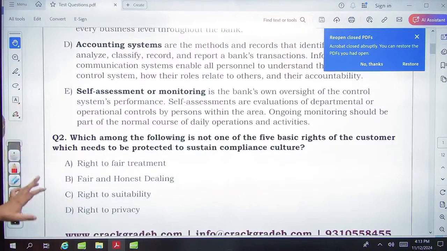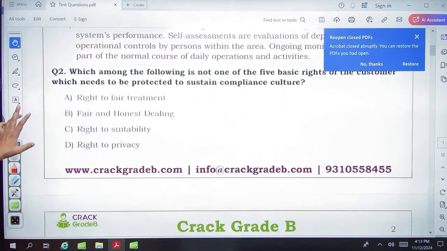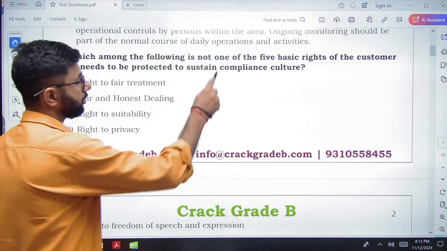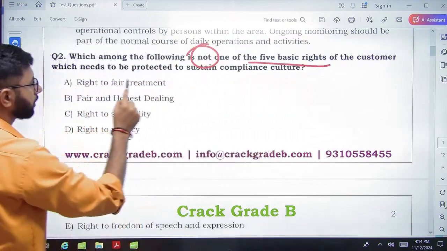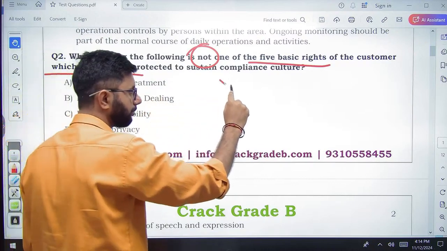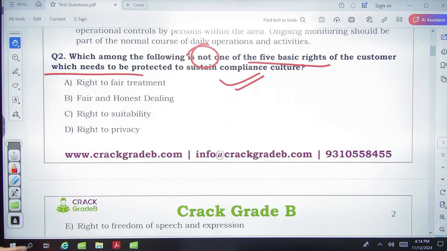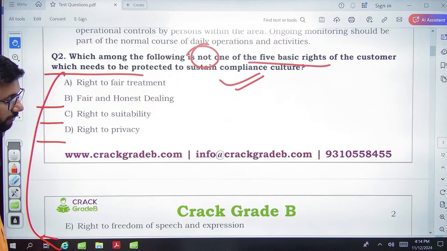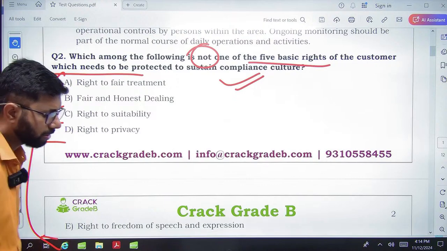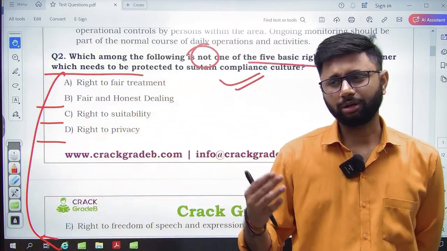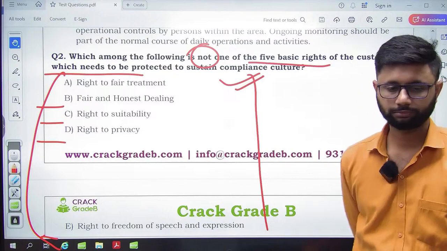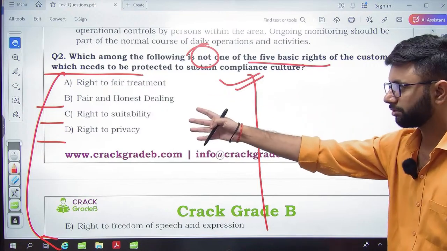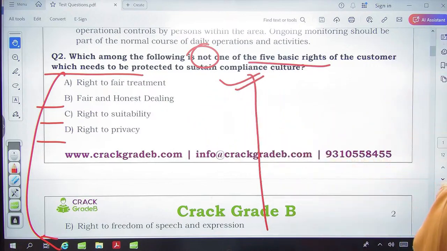Let's move on to the next question, which is: which among the following is not one of the 5 basic rights of the customer which need to be protected to sustain compliance culture? Is it right to fair treatment, fair and honest dealing, right to suitability, right to privacy, right to freedom of speech and expression? What do you think does not come under this, or at least the bank is not liable to provide this to customers? The bank के लिए primary focus in terms of rights is what, which is directly related to their dealings.